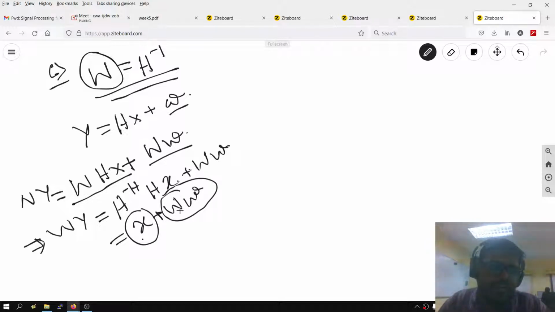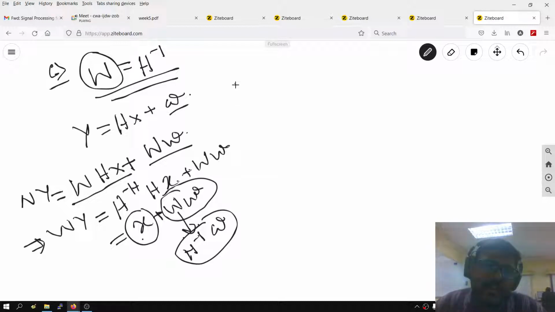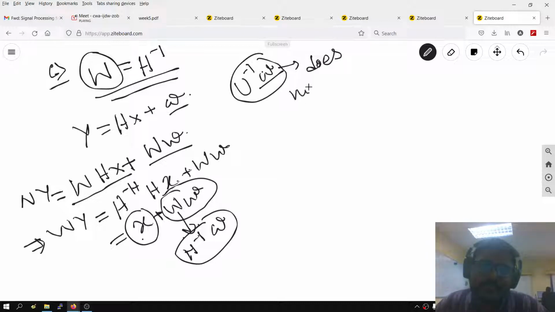We cannot do anything about this noise, but what is this W? H inverse. So this is H inverse into w. As I discussed earlier, in the previous case, what was multiplying there? Some unitary matrix into w. That unitary matrix multiplying with w does not change the power. But here it may change the power.